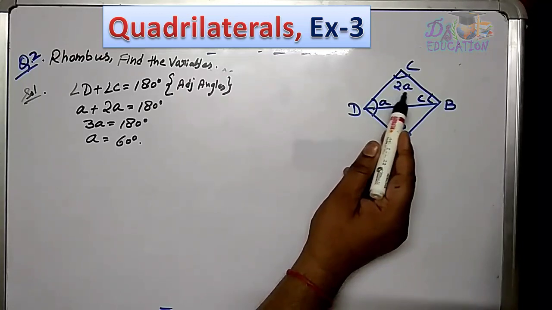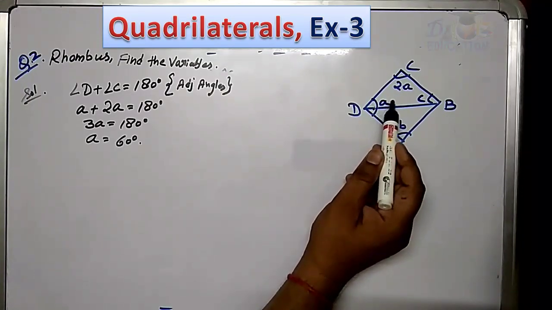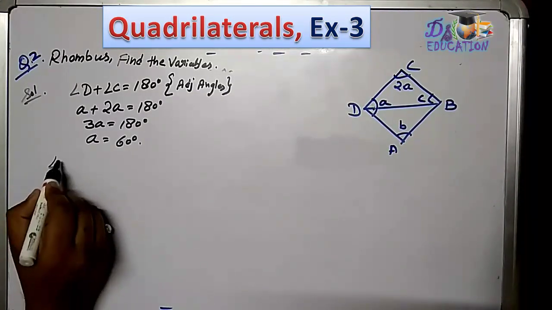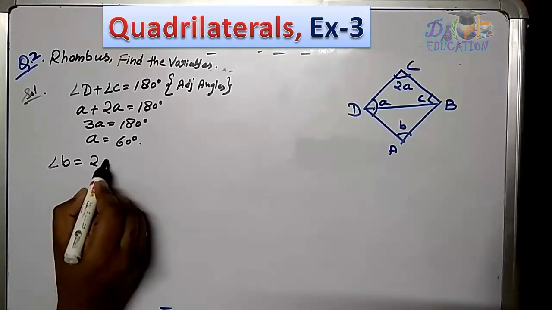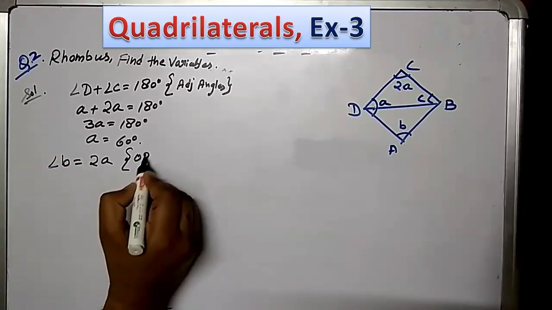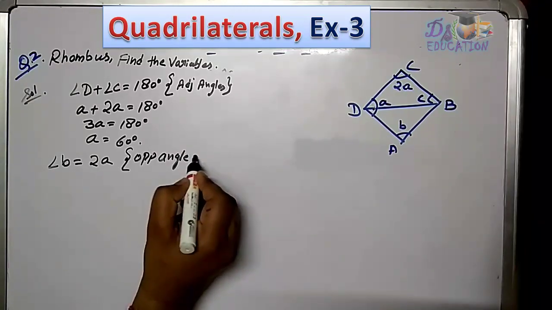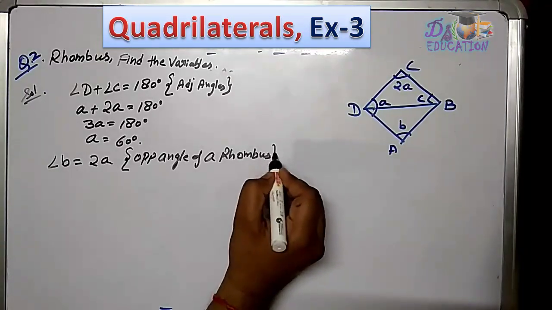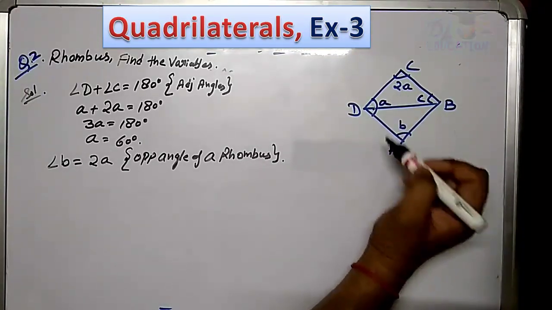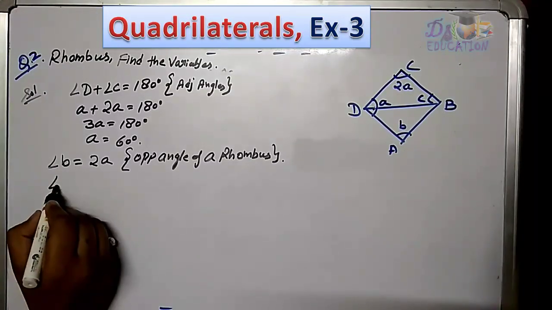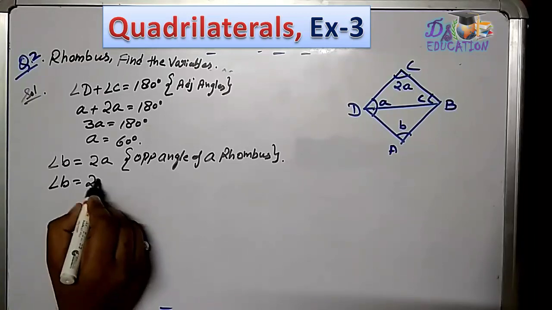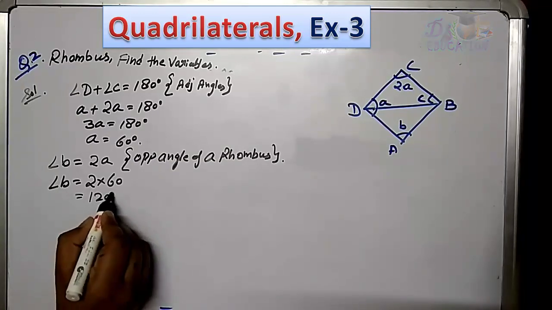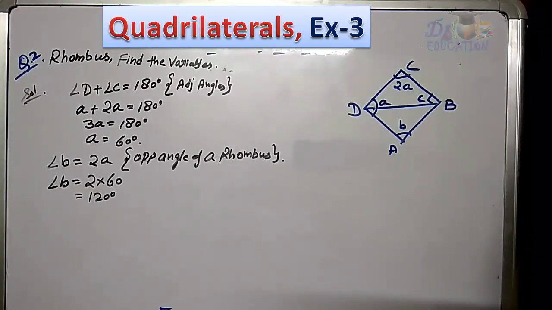Now we have found A. This will automatically be calculated because we already got the value of A. We can calculate the value of 2A. Now if we talk about angle B, angle B is equal to 2A. Why? Opposite angles of a rhombus are equal. This angle is equal to this angle. So angle B will be equal to 2 into A. Now A's value is 60, so it will become 120 degree. So angle B is equal to 120 degree.